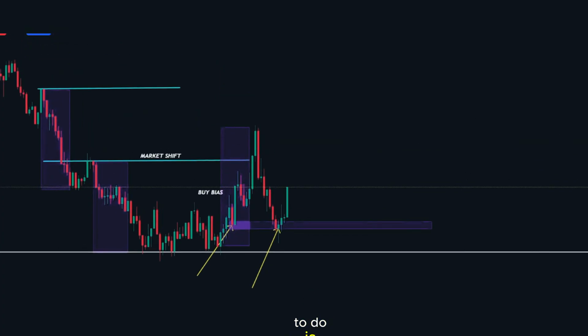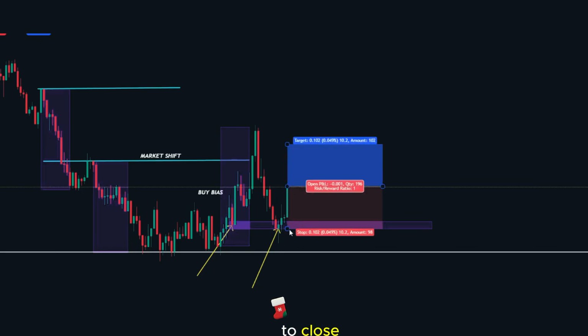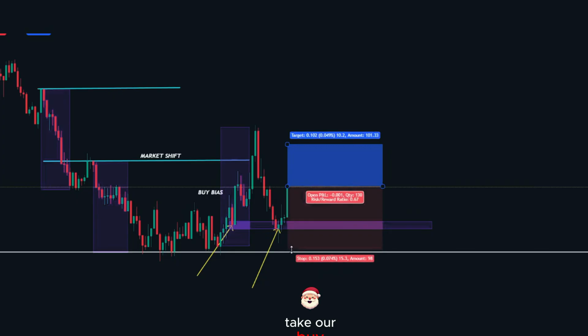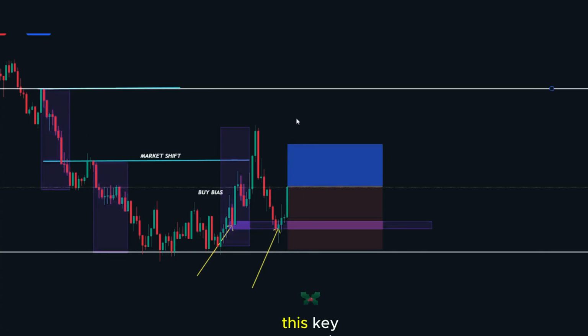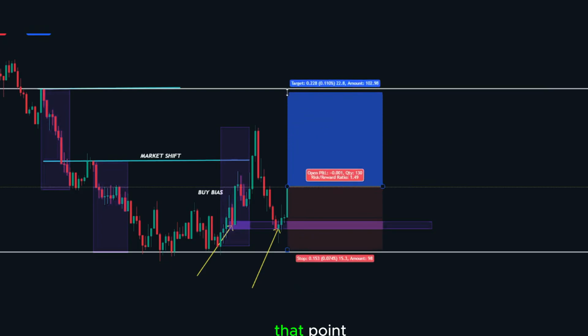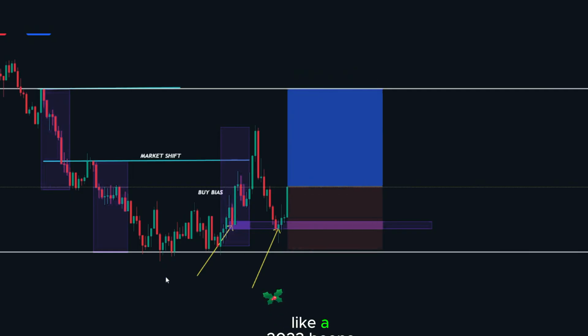So what we're going to do is wait for that candle to close, take our buy. Our stop loss is below the area of confluence. Then we are going to target this key zone at that point, which is roughly like 23 pips. Okay, let's see how it went.